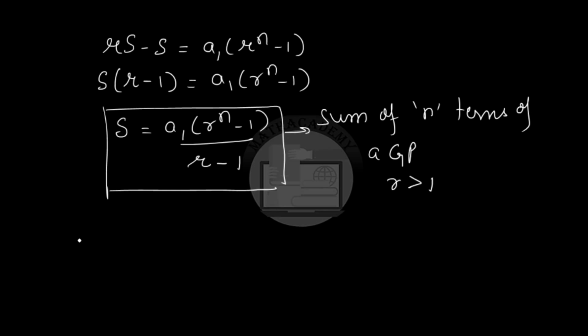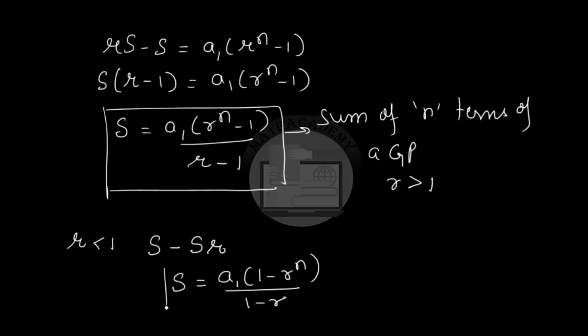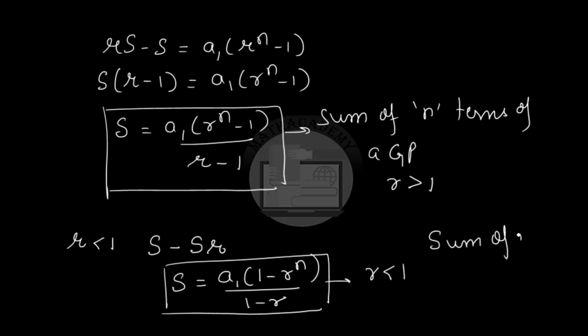And similarly, when r is less than 1, then instead of rs minus s, we will do s minus sr, and on simplification we will get the value of s as a1 into 1 minus r to the power n upon 1 minus r. So this formula has to be used when r is less than 1 to find the sum of n terms of a GP. GP is geometric progression, which is the same as geometric sequence.